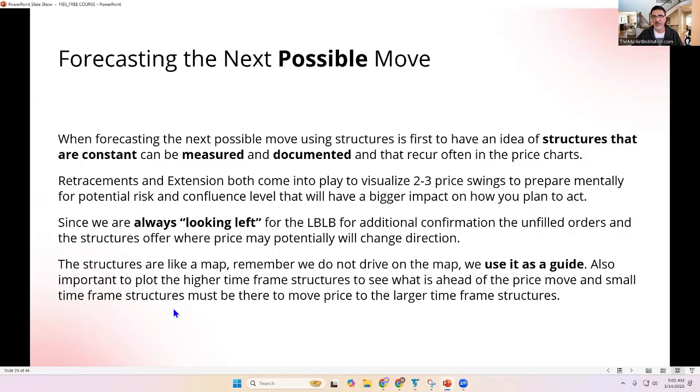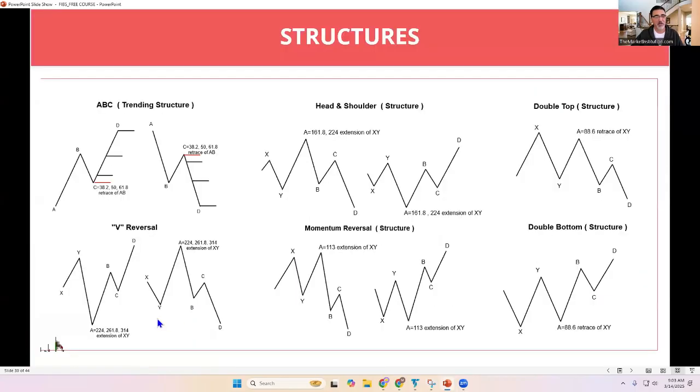Remember, the structures and Fibonacci measurements, when you're visualizing the right side of the chart, they act as a map, okay? Using the leg base, we're able to expose an entry and a stop loss area where we can protect and know the risk ahead of time. Some basic structures that are part of my universe of structures that I look for.